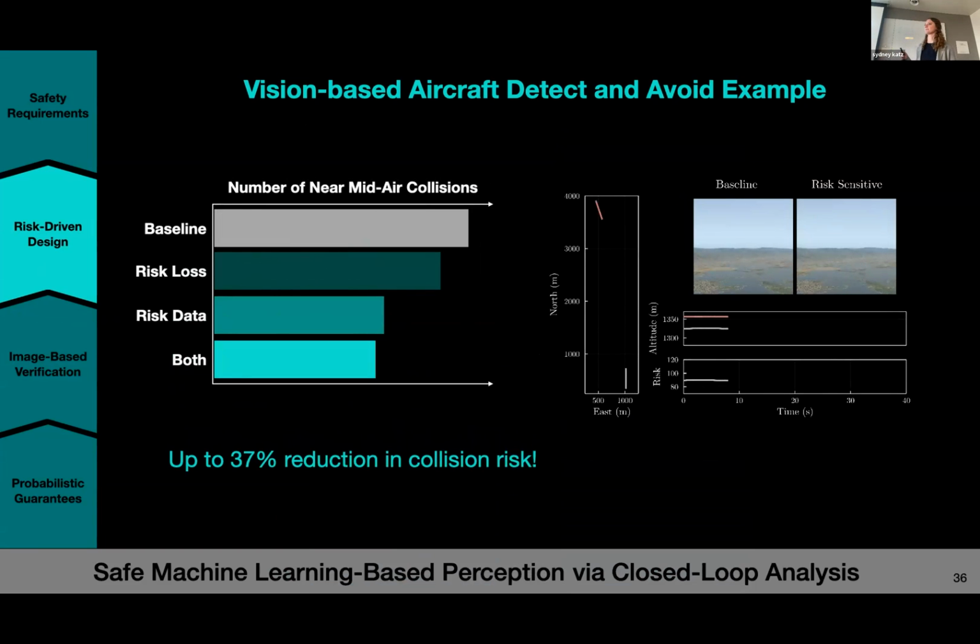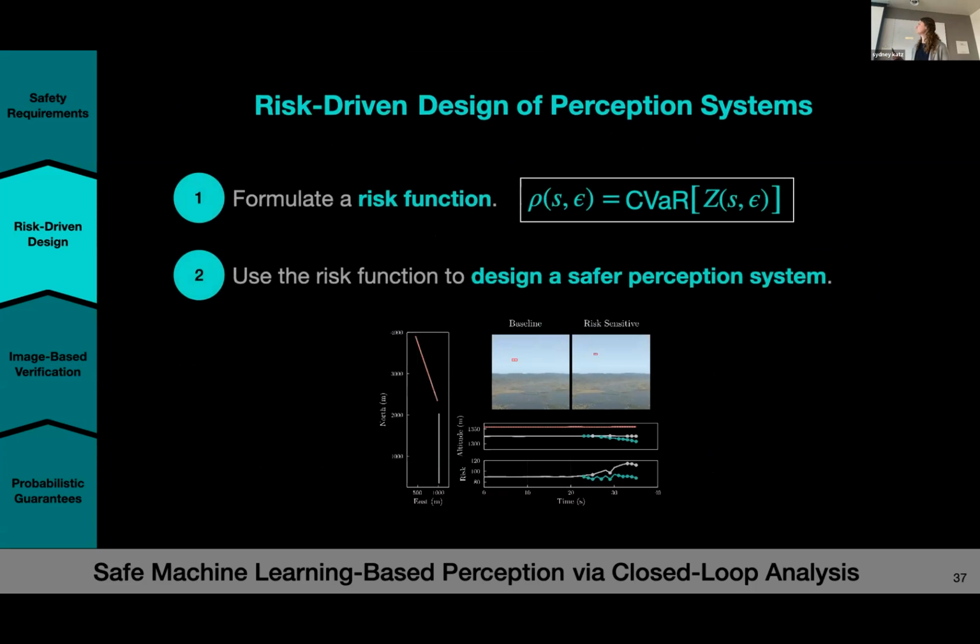And here's just an example encounter from this encounter set, where our risk-driven approach, which will be shown in blue, was able to actually successfully resolve this encounter, while the baseline model was not. And you can see that this risk-driven approach makes detections at very key points in the encounter in order to keep this overall risk low, and ultimately is able to resolve an impending collision. So to summarize, I talked about how we can do risk-driven design of perception systems by formulating a risk function that quantifies the effect of making certain perception errors on the overall safety of the closed loop system, and then showed how we could use it to design safer perception systems.